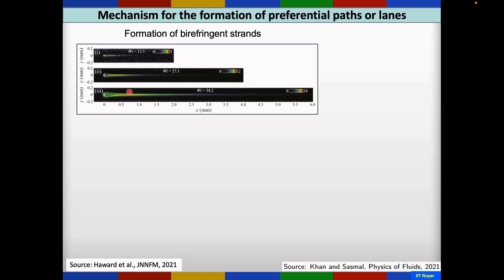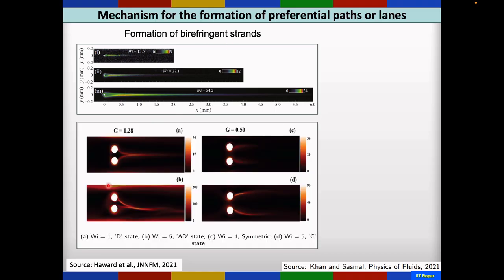So that's why we calculated this birefringent strand for our case. For instance, this is the case of the diverging state. Here you can see that those strands will be formed, but they also will be combined together and form a single strand.